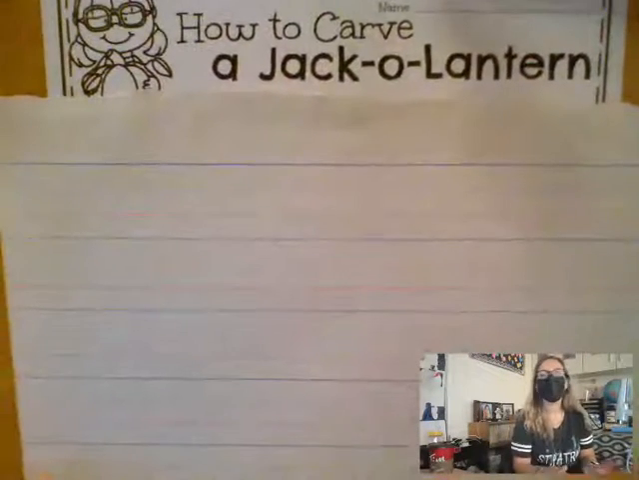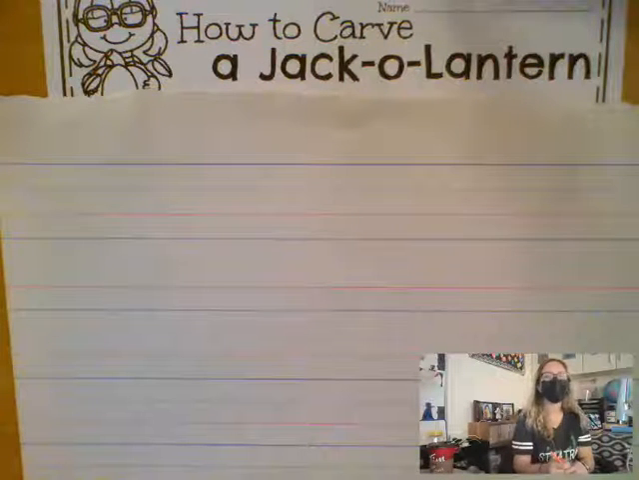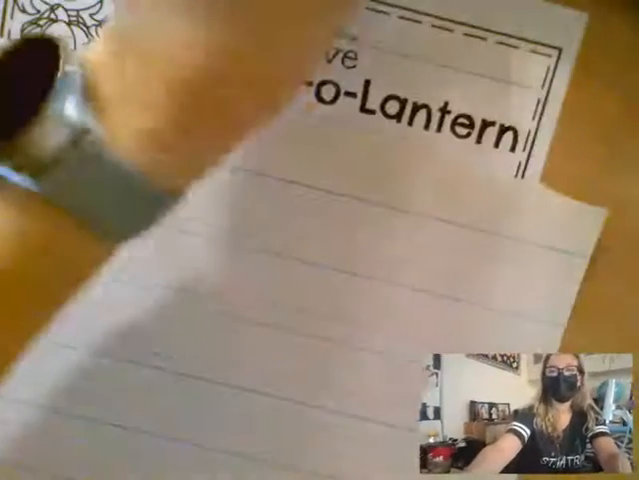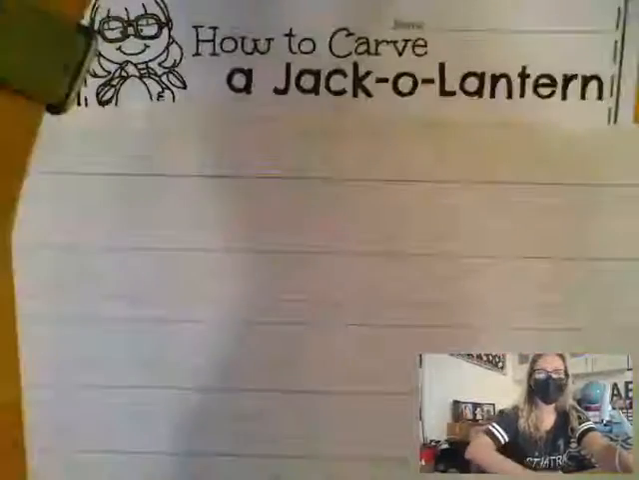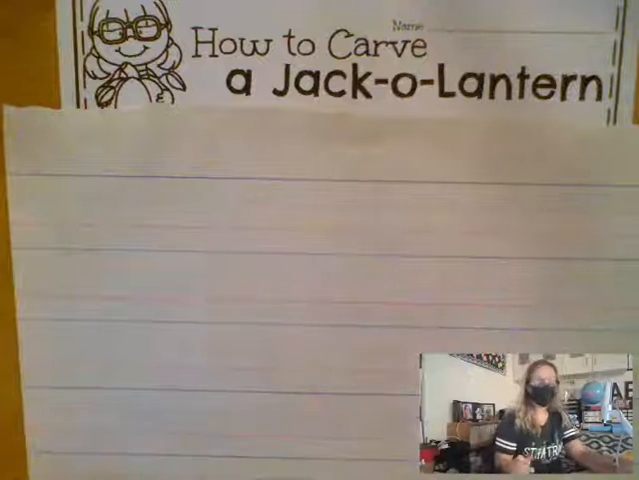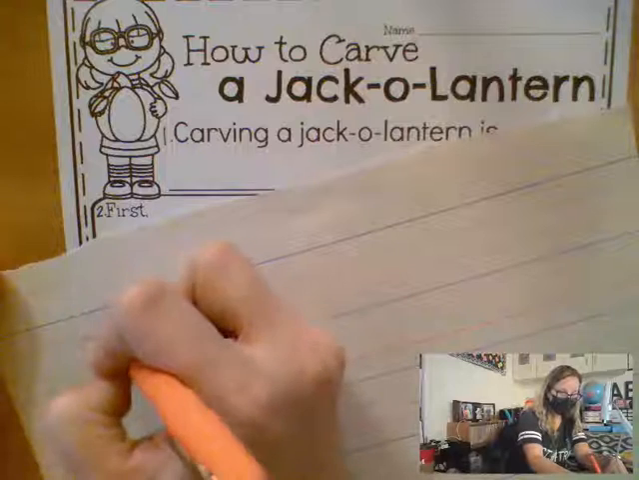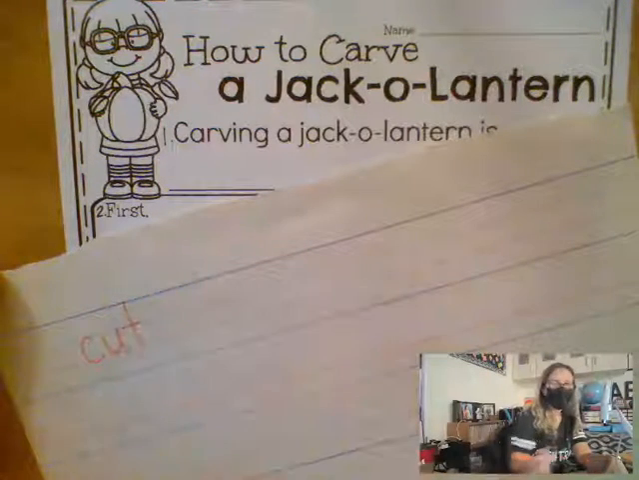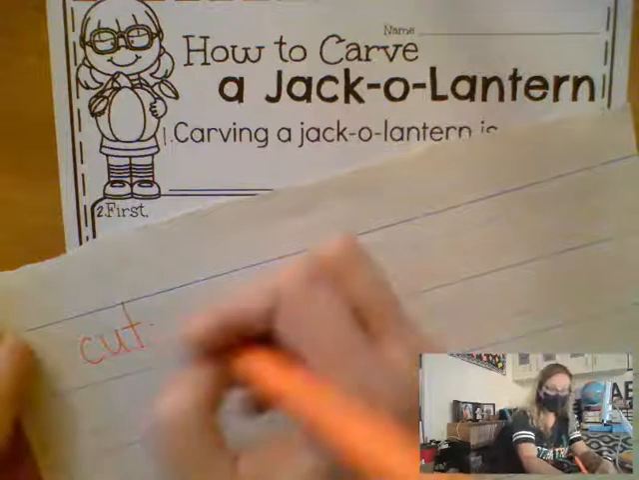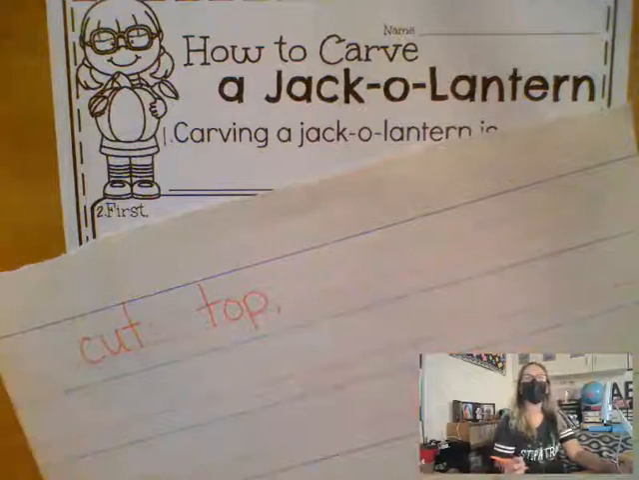Without worrying about writing complete sentences, without worrying about putting things in proper order, start raising your hand and telling me things that you do when you're carving a jack-o'-lantern. What are the things you have to do to carve a jack-o'-lantern? You have to cut it, right? Okay, so we have to cut the jack-o'-lantern, so I'll write that down. And give me some more details about cutting it. What all do I have to cut on a jack-o'-lantern when I'm cutting it? The top. Oh, you have to cut the top, right? What else do you have to cut on a jack-o'-lantern?